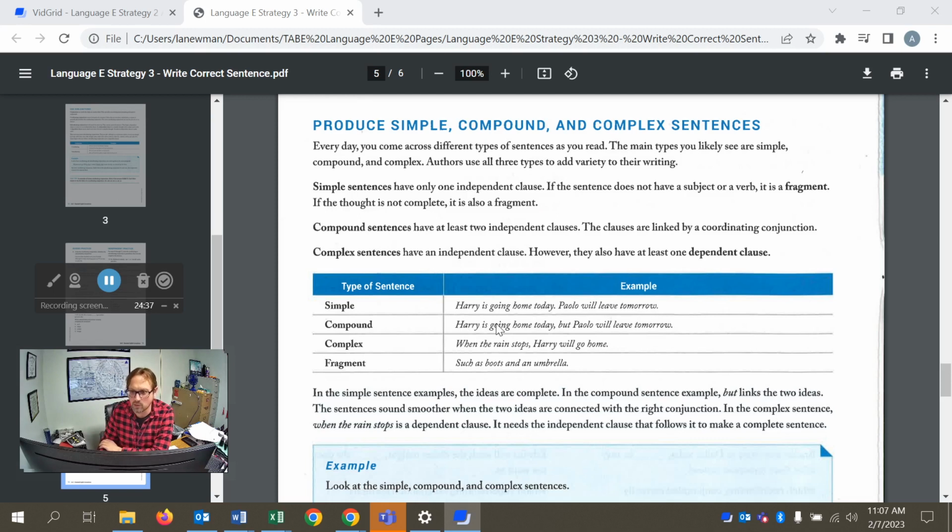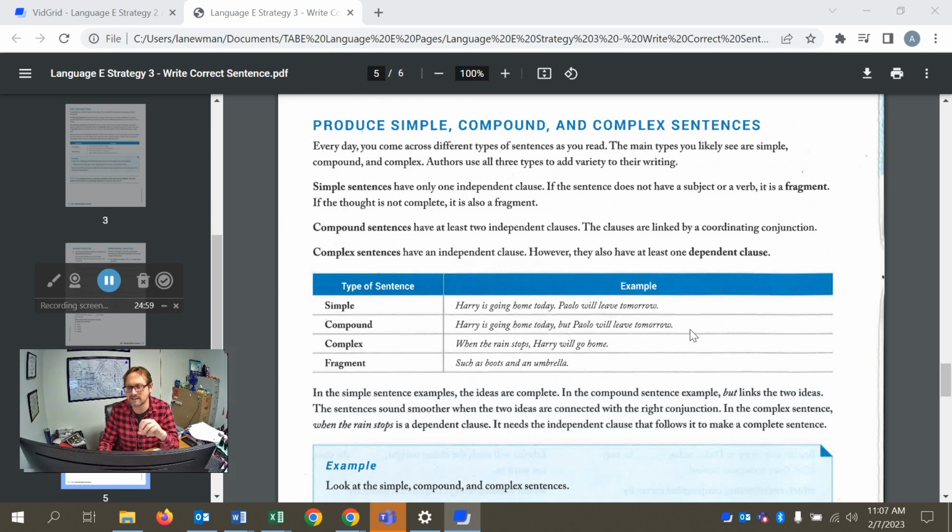Harry is going home today. And actually, our 2 simple sentences are the ones that we're using to combine into a compound sentence here. So take a look how it's done. Harry is going home today. Now we add a comma and one of the fanboys. But, one of those 7 will work in this scenario.